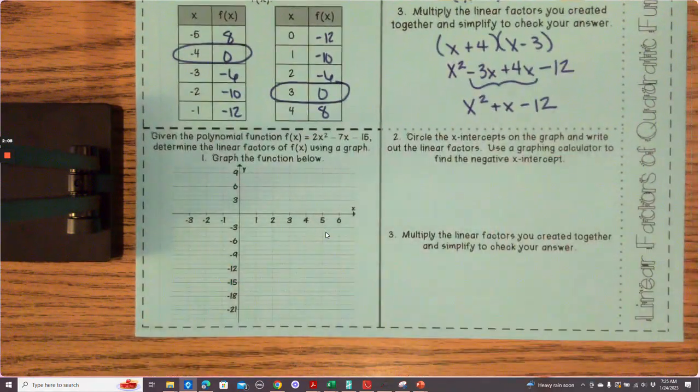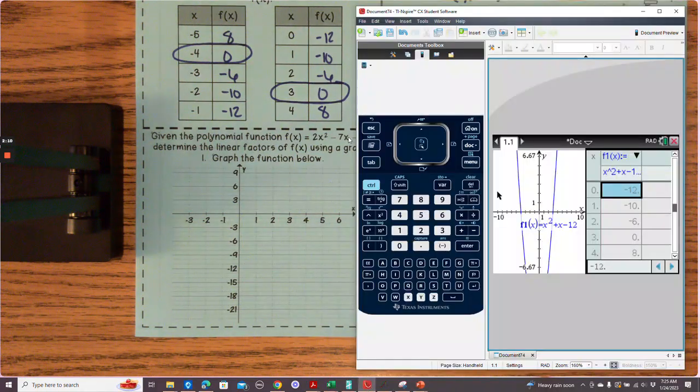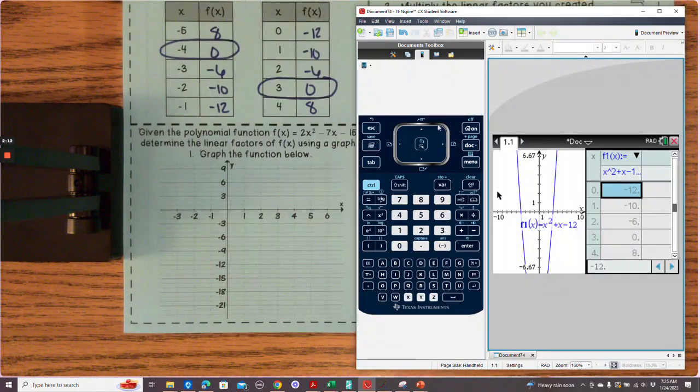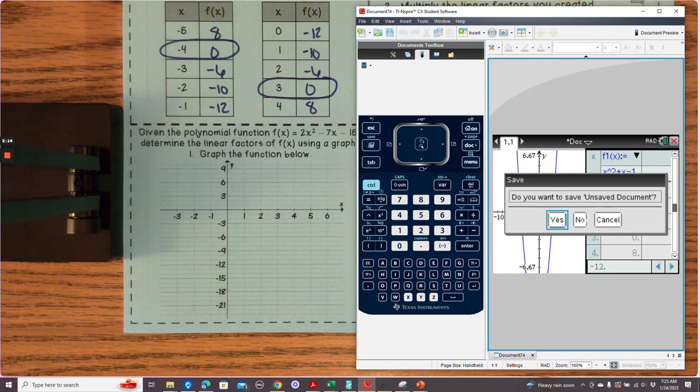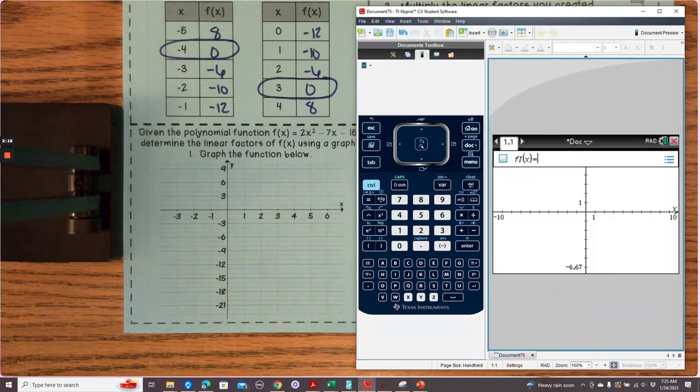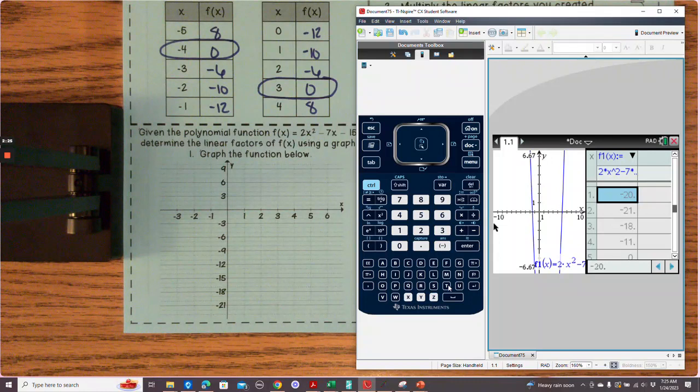I can also do it with a graph. So if I use a graph, I'm going to do something really similar here. So in the graph on my calculator, I'm going to graph this function, 2x squared minus 7x minus 15. And I'm going to pull up the table. And then we're going to do values that we know.